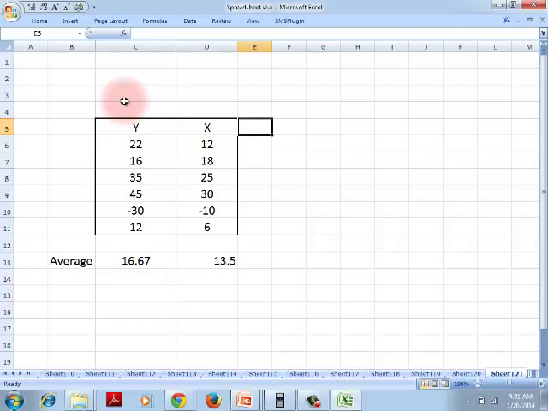Sorry, x is these values, x bar is this, y bar is this. X minus x bar means take the individual value and reduce the mean. 12 minus 13.5, 18 minus 13.5, these are all the x values.